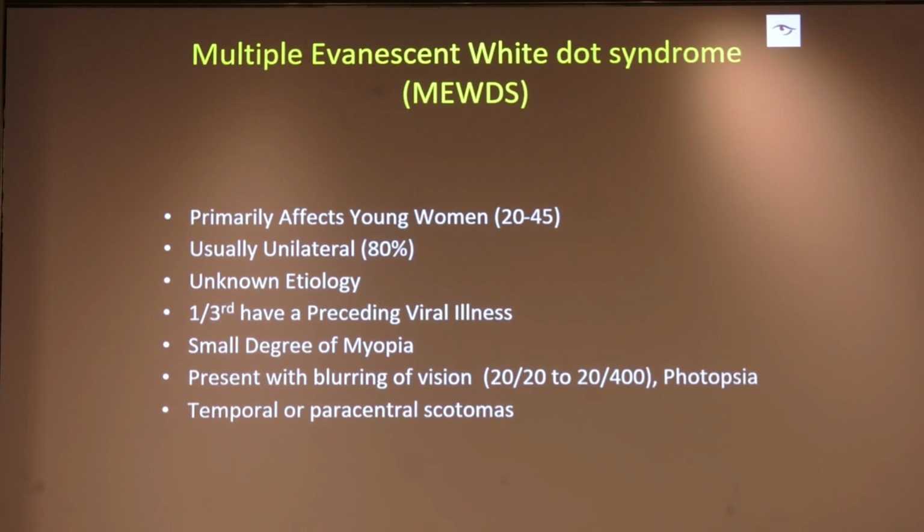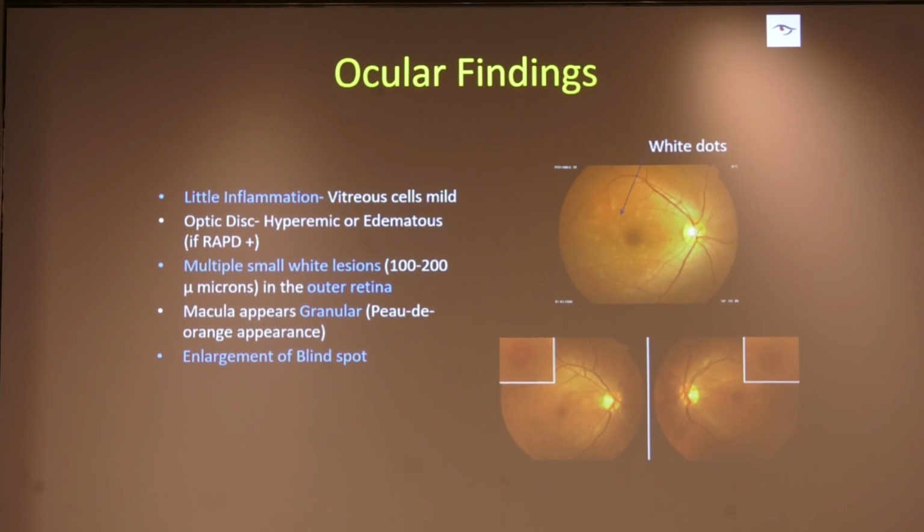Then we have the more common multiple evanescent white dot syndrome, MEWDS, and these are usually affecting younger women, usually unilateral to begin with, and they could be bilateral. Unknown etiology. One third have a preceding viral illness history and a small degree of myopia. And on fields, you can get a temporal or a paracentral photopsia. Ocular findings have very little inflammation.